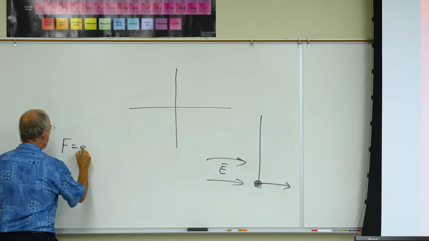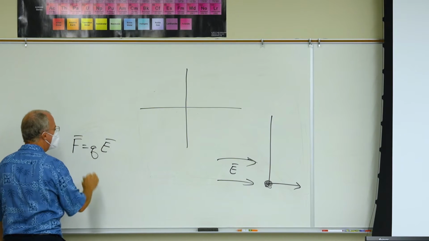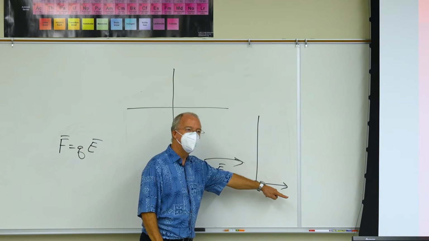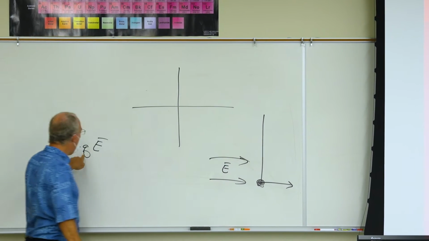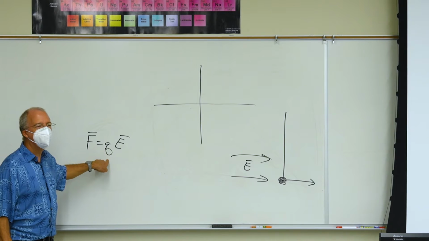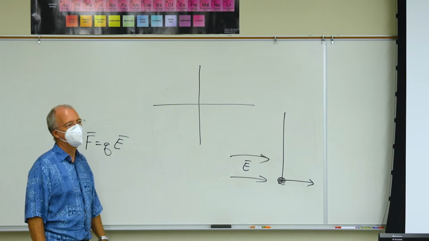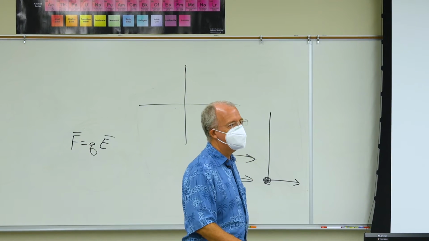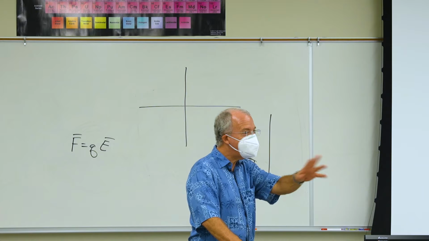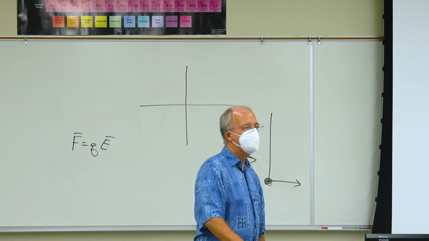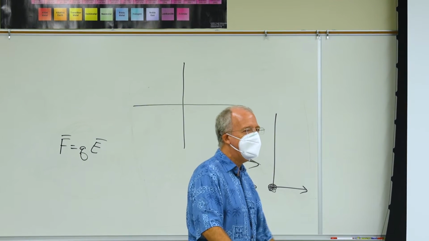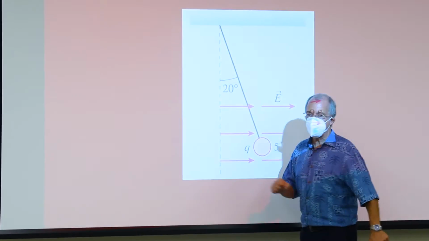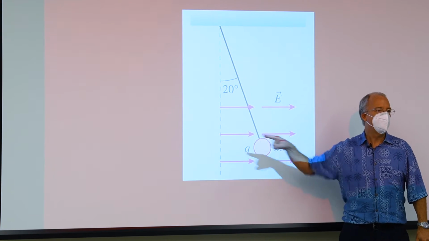All right, so look. F equals QE. The E field is to the right. Would you agree that the force is to the right? Yeah. So what has to be the charge? Positive. Now wait a minute. Everybody okay with that? Yeah. If it were negative charge, what direction would it move? Yeah, because the force would be negative.